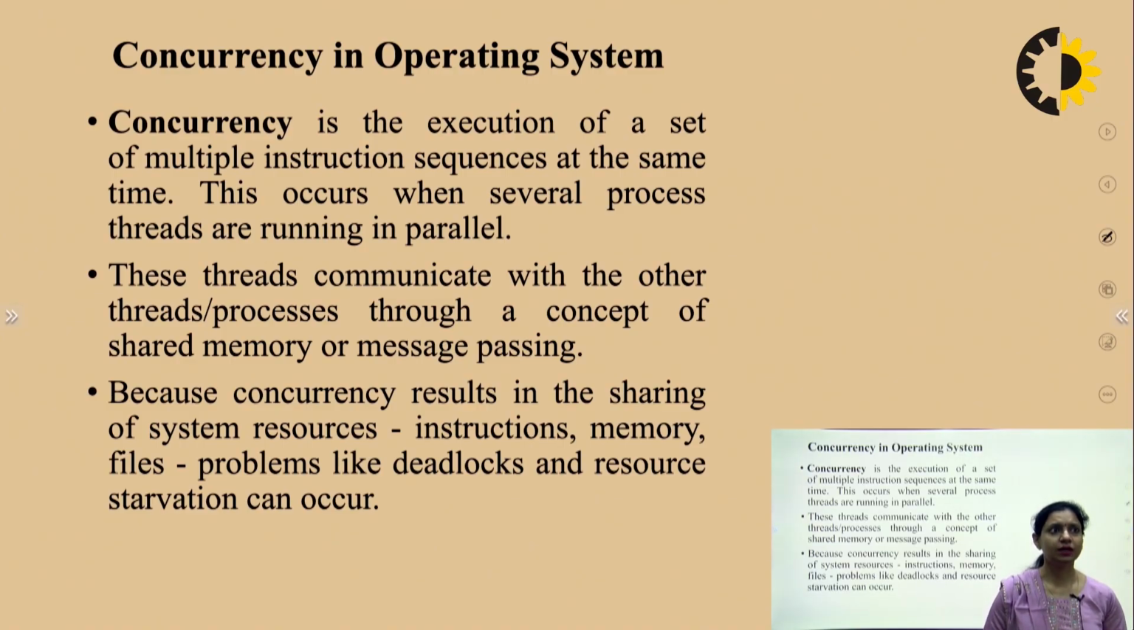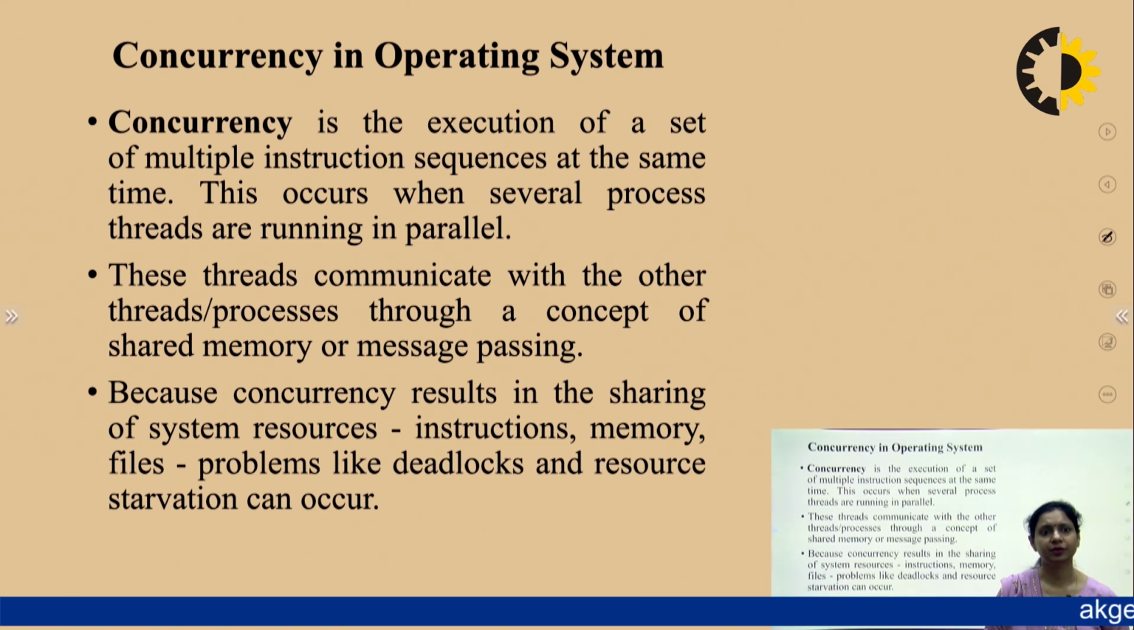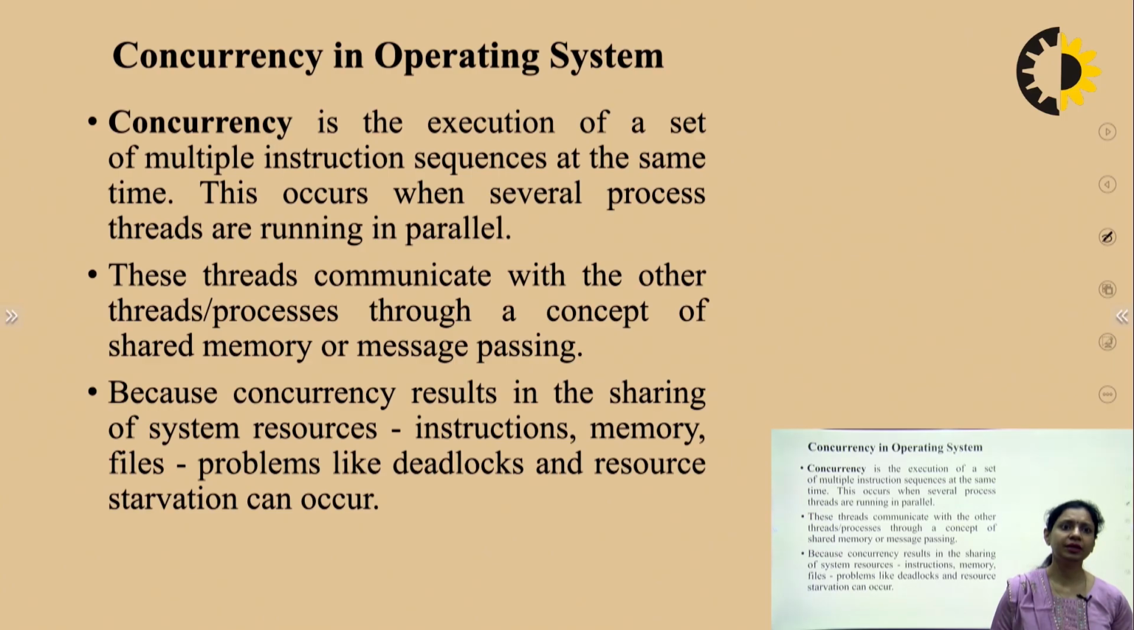Now coming to what is concurrency in operating system, it is the execution of a set of multiple instructions or multiple processes at the same time. This occurs when several process threads are running in parallel in the operating system. We go with concurrency in the operating system to improve CPU utilization, because if only one process would be running at a particular point of time, then the CPU utilization may be very low.